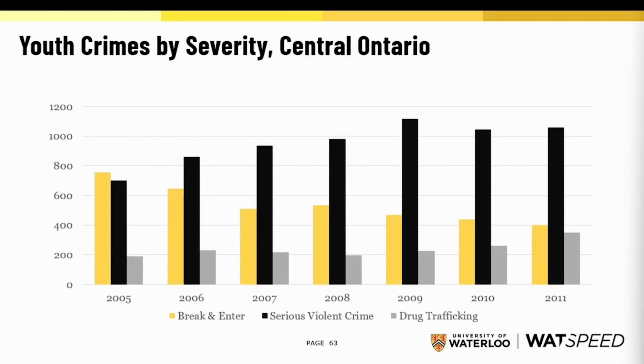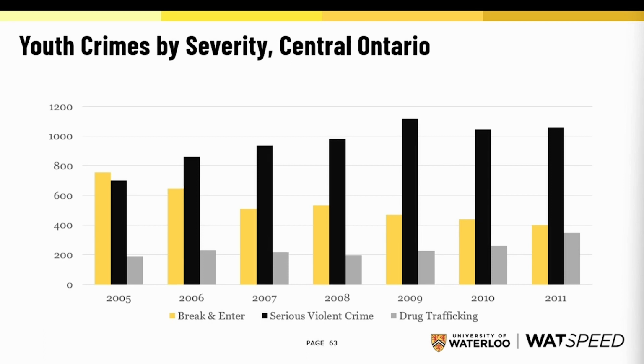In the first example, we're taking a look at youth crimes by severity in Central Ontario. The author wanted to demonstrate that youth crime was up in the province of Ontario. At the moment, we see break and enter, serious violent crime, and drug trafficking. There's a lot of data on the screen. What we're most interested in seeing is how much serious violent crime is going on in Ontario by youth. If that's the case, then break and enter and drug trafficking are only adding visual noise.